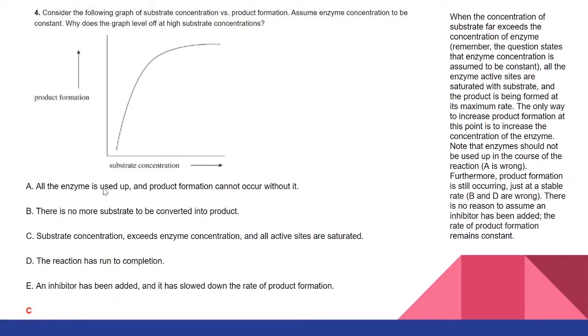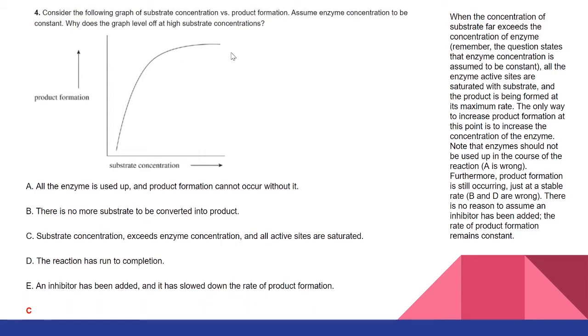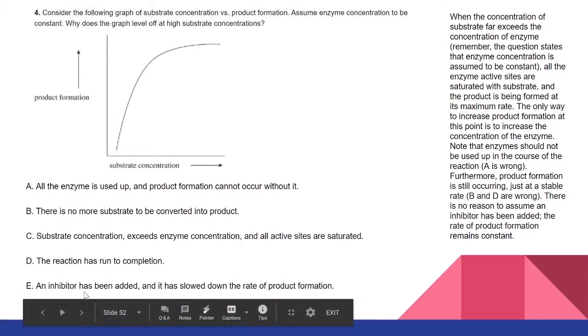So you have: all the enzyme is used up and product formation cannot occur without it. The enzyme is not used up here. There is no more substrate to be converted into a product. Now, you still have more substrate to be converted into a product. Substrate concentration exceeds enzyme concentration and all active sites are saturated. Maybe, we don't know yet. The reaction has run to completion. It hasn't necessarily run to completion because it's still going. It's just at a stable state. An inhibitor has been added. There's nothing to show here that an inhibitor has been added.